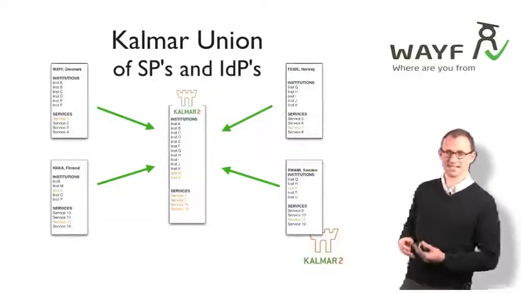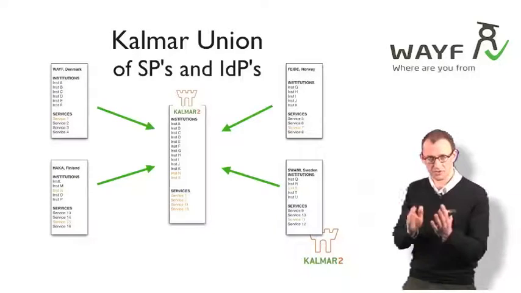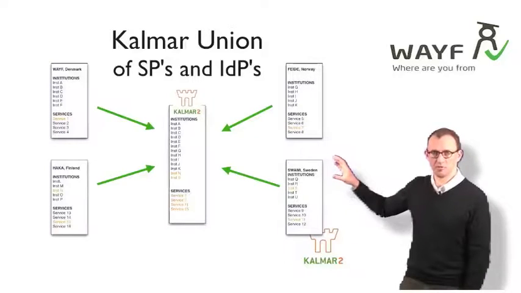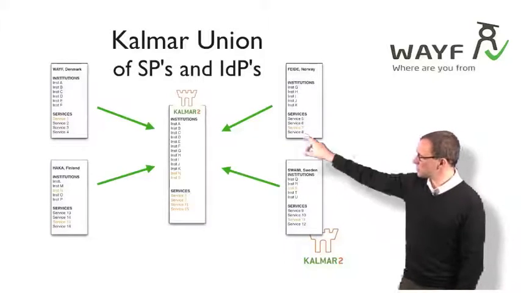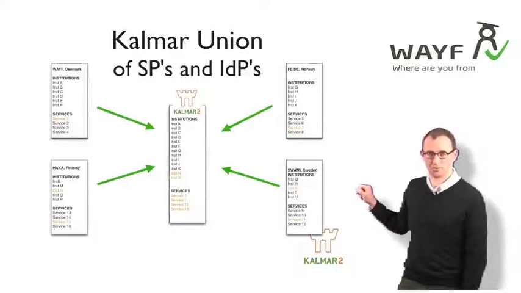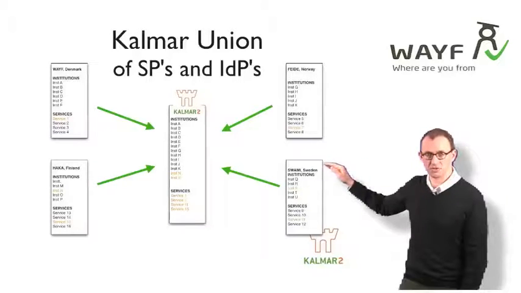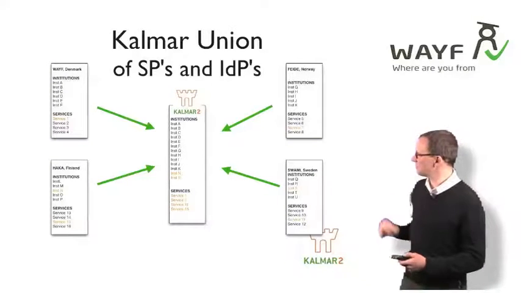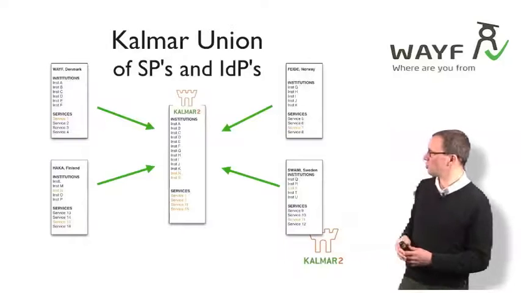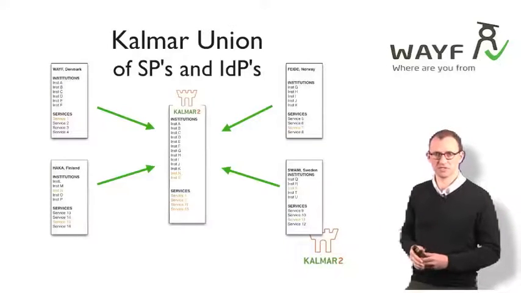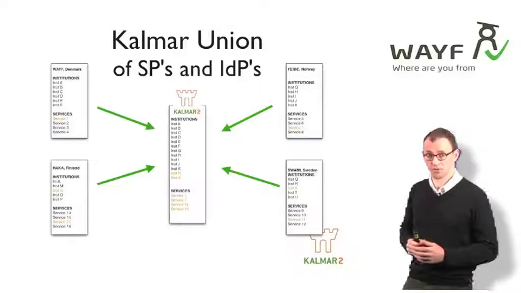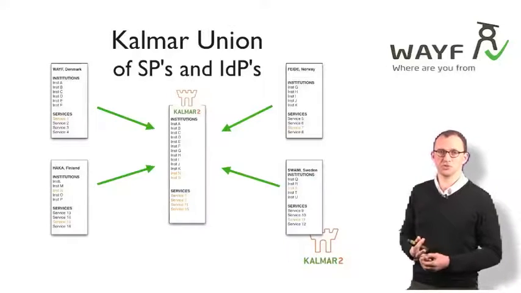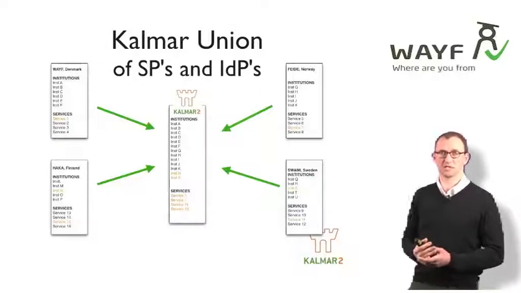So the Kalmar Union is actually just a list of participants, either service providers or identity providers. And the list is actually contributed from all member countries. So the top one on the left-hand side is coming from Denmark, a list of participating institutions and participating services in the Kalmar Union. Below that you have the list from Finland, the list from Norway, and the list from Sweden. And in this context you don't see Iceland because it's actually hosted by wayf in Denmark. But now we have a common set of institutions and service providers participating in the Kalmar Union.